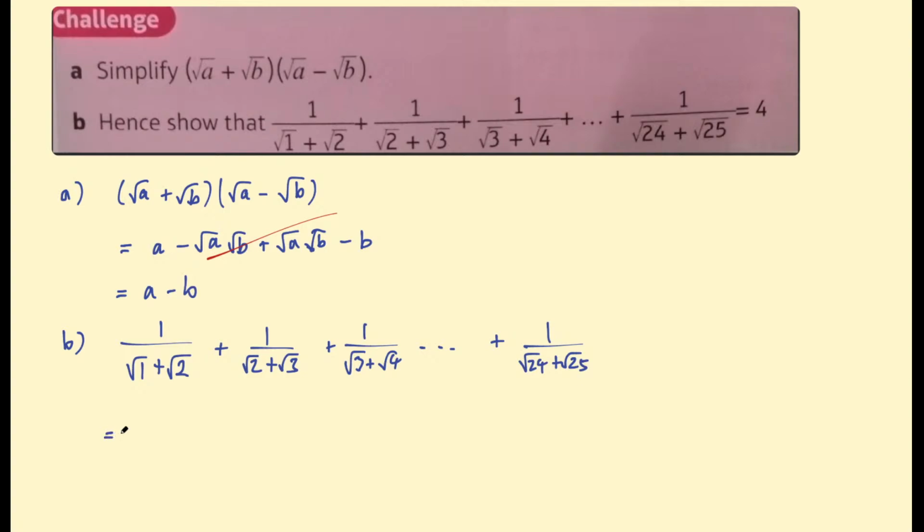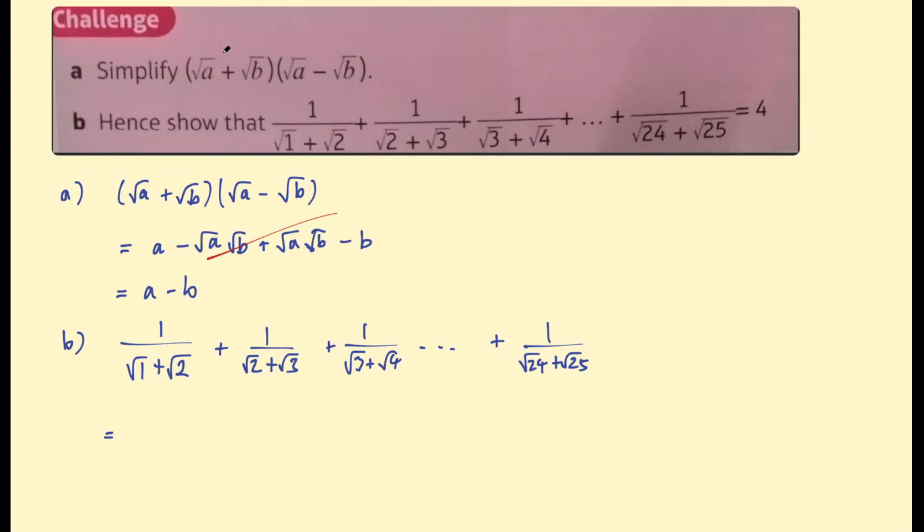Okay, well, what might you start with when you have expressions with square roots in the denominator? You would start by rationalizing the denominator, right? So we want to get rid of the square roots in the denominators of all of these. Well, let's just focus on this first term. How could I rationalize that denominator? Well, we would multiply by the negative of that thing.